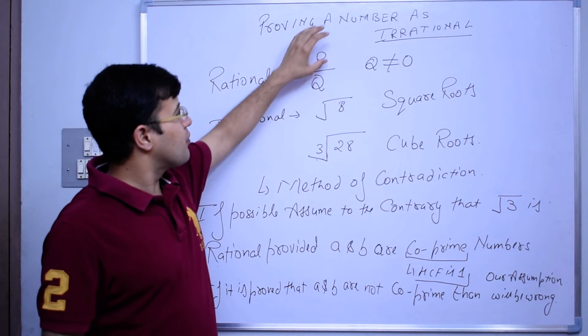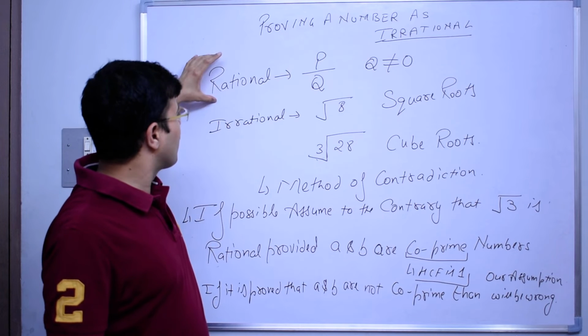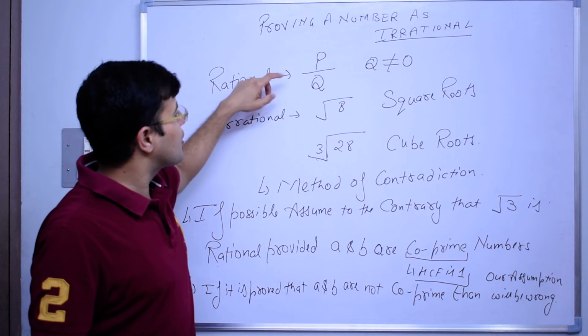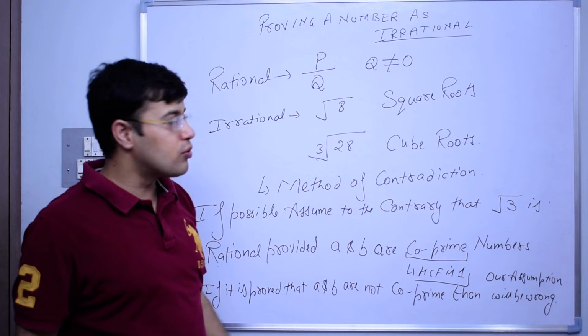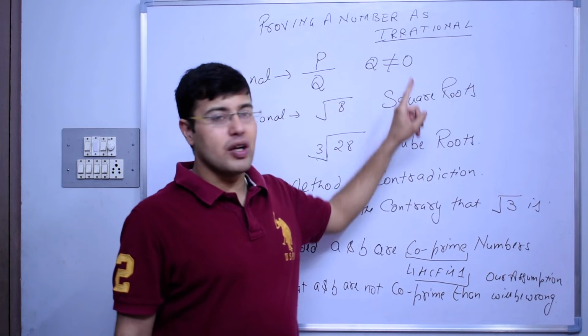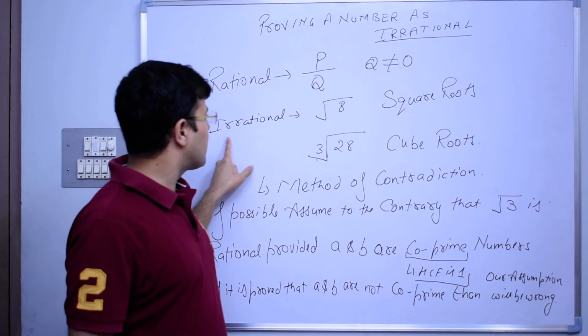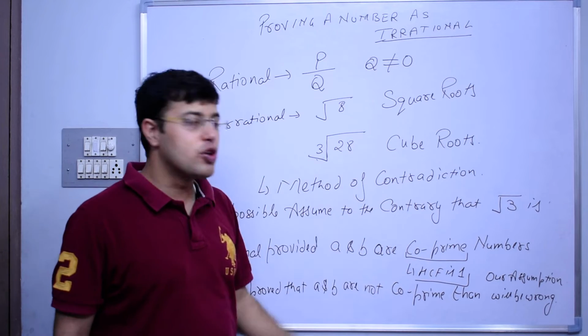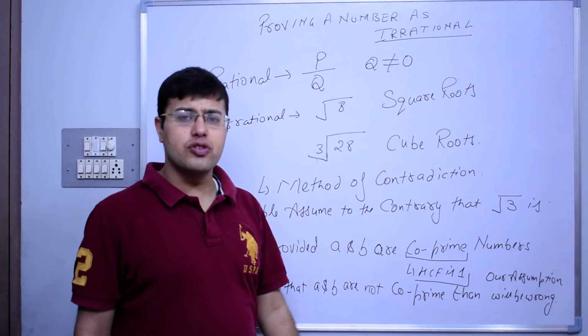So first of all, before I start, I'll give you a brief overview about rational and irrational numbers. Now, what are rational numbers? Rational numbers are the numbers which are written in the form of p by q, where q should not be equal to 0. And irrational numbers are the numbers which are written in the form of square roots or cube roots. You would have studied this in your junior classes.